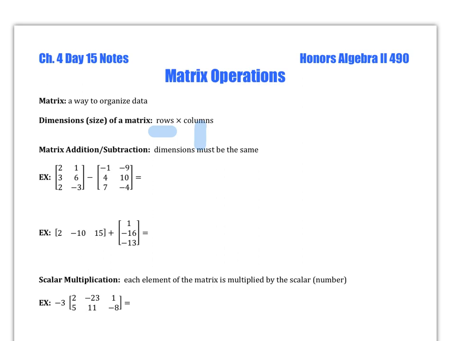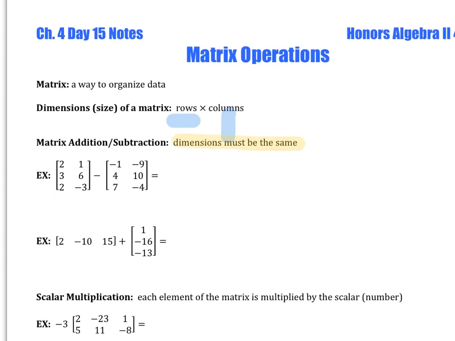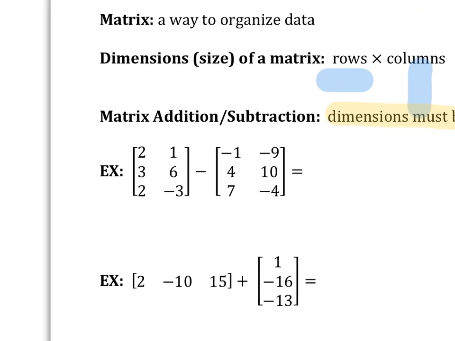Let's go ahead and add and subtract matrices. Now, in order to add and subtract matrices, the dimensions must be the same, exactly the same, okay? So, if we take a look at this first example here, where we're adding these two matrices, first let's just identify the size of these matrices, all right?